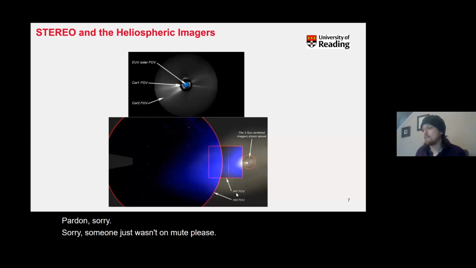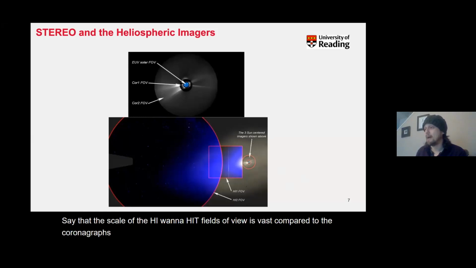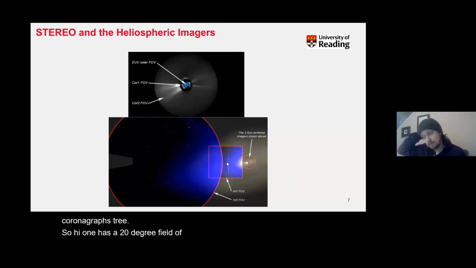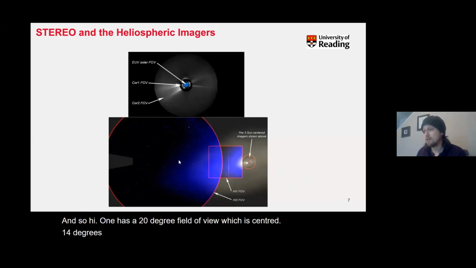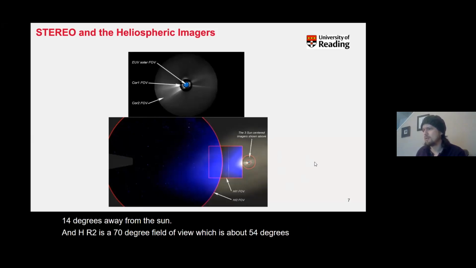So the scale of the HI1 and HI2 fields of view is vast compared to the coronagraphs, really. And so HI1 has a 20-degree field of view, which is centered 14 degrees away from the Sun, and HI2 is a 70-degree field of view, which is about 54 degrees off the Sun.